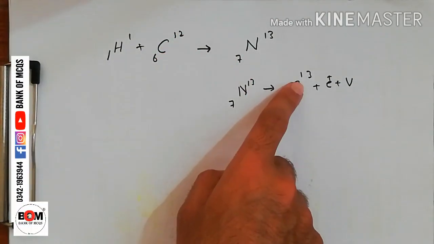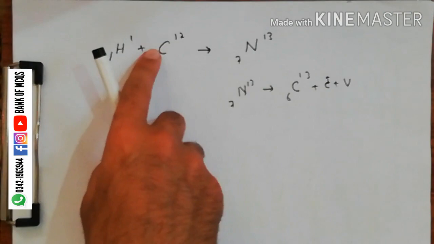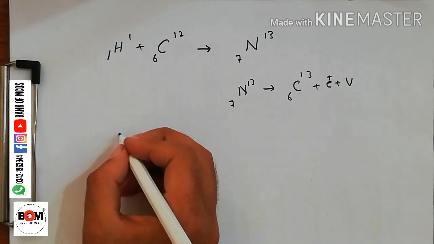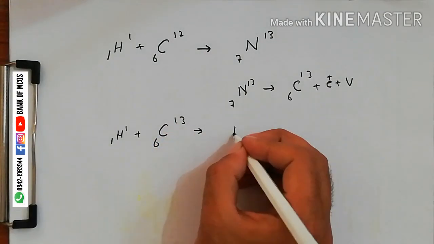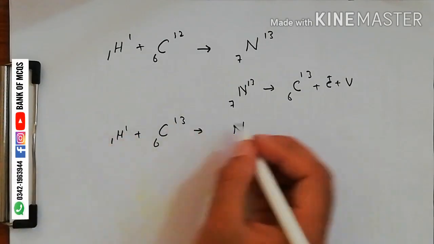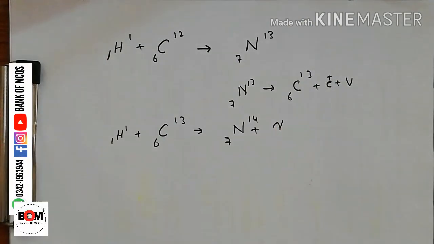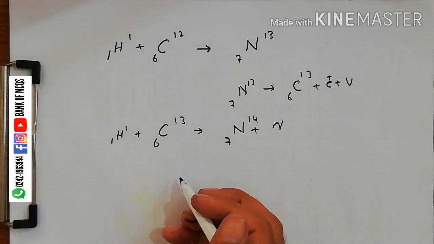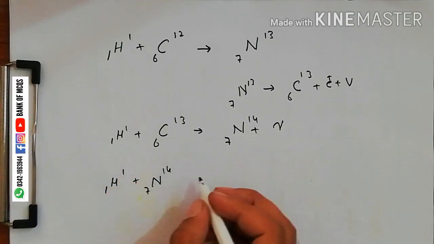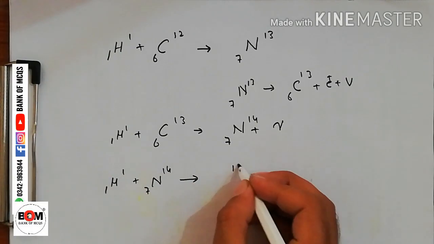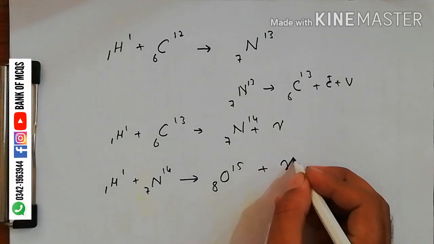Again the nitrogen is converted into carbon, so the carbon is increased by 1. So 1H1 reacts with C613, and it forms nitrogen. In this case 13 plus 1 is equal to 14, and 6 plus 1 is equal to 7, plus gamma particle. Now this nitrogen will react with another proton, so 14 plus 1 is 15, 7 plus 1 is equal to 8, and it gives us oxygen plus gamma particle.